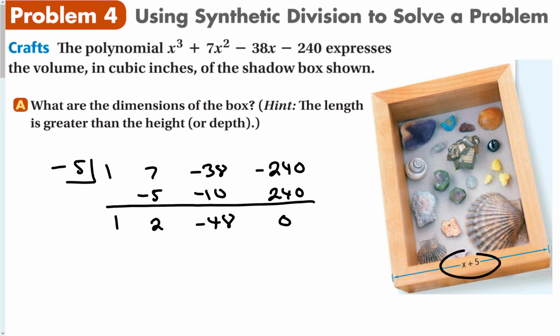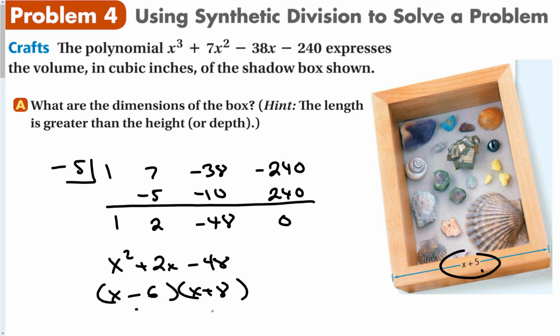The leftover polynomial is now 1 degree less, x squared plus 2x minus 48, which can then be factored to x minus 6, x plus 8, okay? Which means that the length, the width, and the height are x plus 5, x minus 6, x plus 8.